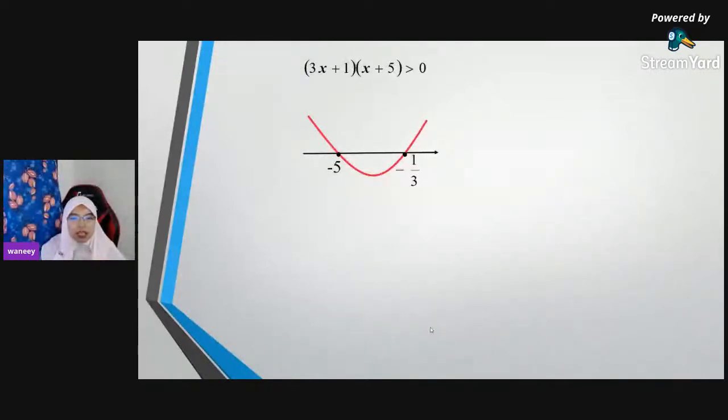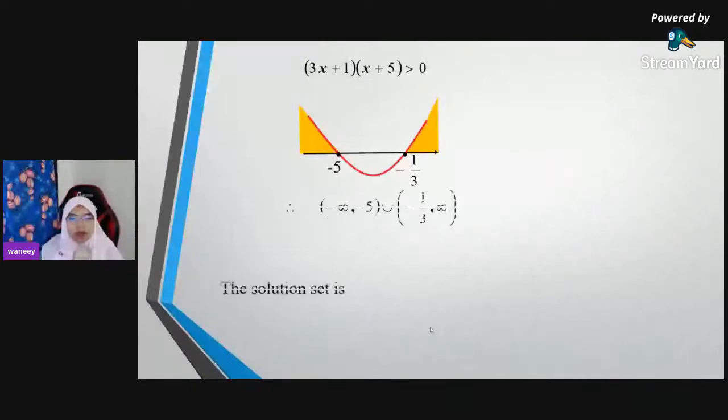So it should be negative 5, negative 1 over 3, greater than 0. So it's supposed to be above the x-axis. So it should be negative infinity up until negative 5, union with negative 1 over 3 up until infinity, or the solution set will be x less than negative 5, union with x greater than negative 1 over 3.